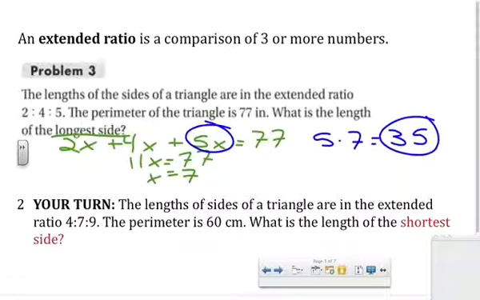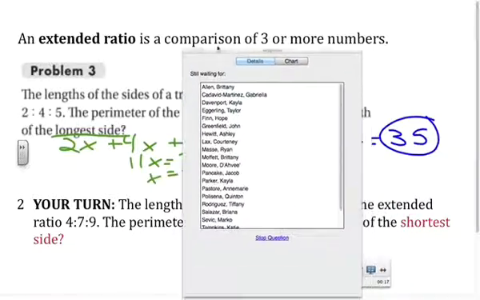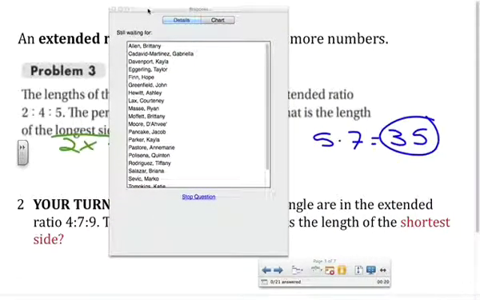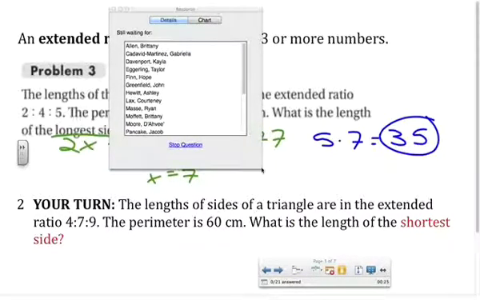Okay, the next Your Turn is a Centillo question. However, please notice the question on your paper is not the same as the question on the board. The question on the board is asking you for the shortest side. Yes, this is a Centillo question. Answer the question that's on the board. Please work through the Your Turn problem 3, and when you've found your answer, please type it into the Centillo.